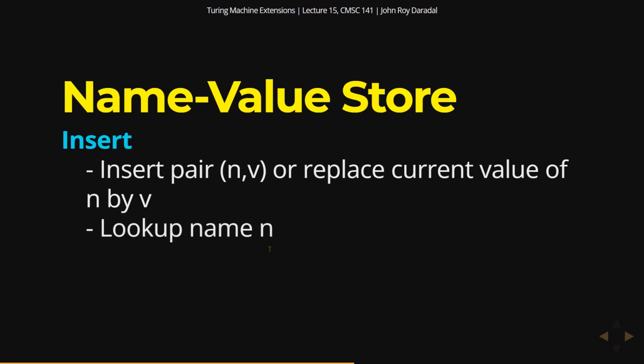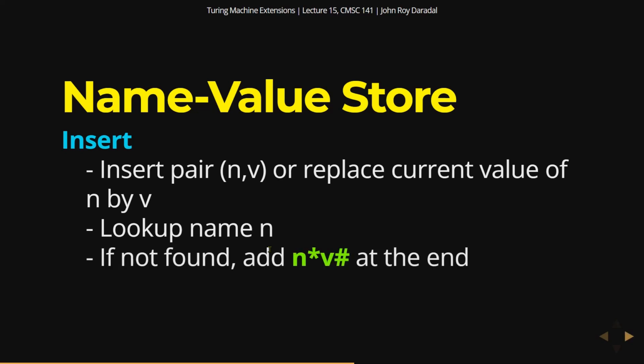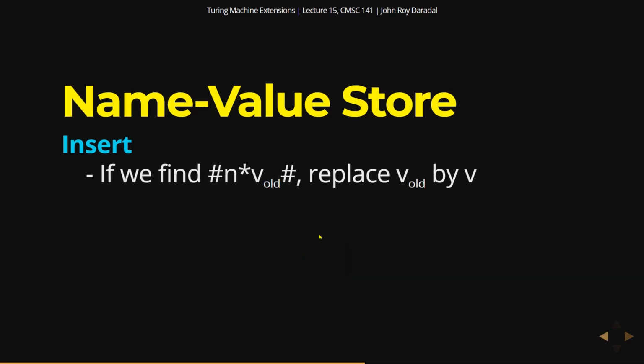So what we'll do is, first we have to look up the name n if it exists or not, because if it exists we have to overwrite it. If it's not, then we can just add this new entry, right? So if the name n is not found, then we'll just add this name asterisk v with the hash at the end, because it's a new entry, so no problem there. But if it's found, then we have to replace it. Okay, so if we find the name with the old value, we have to replace this old value by v.